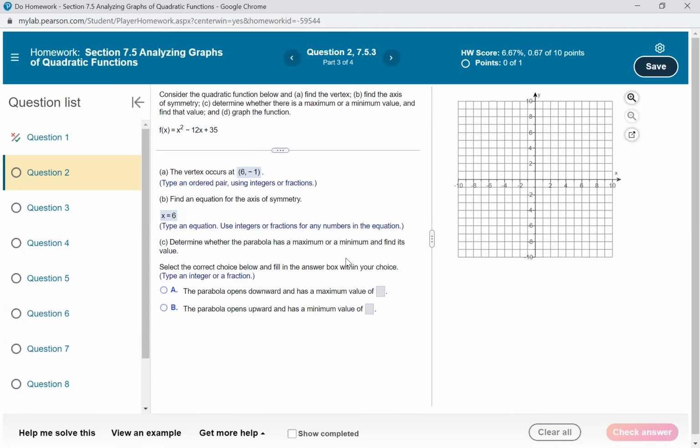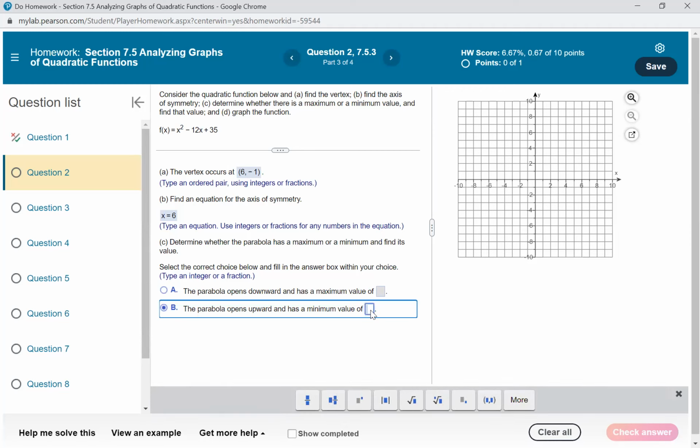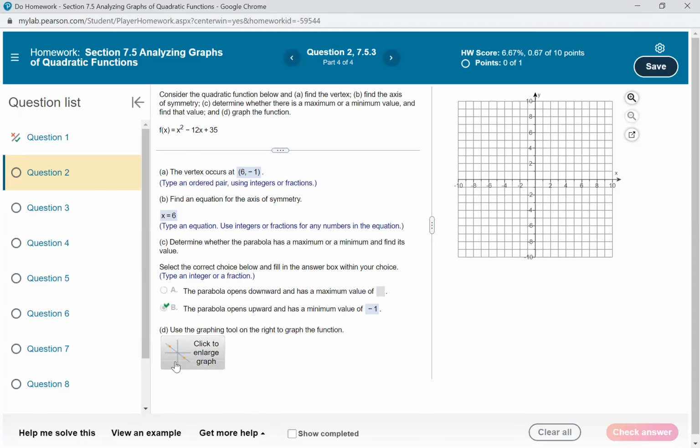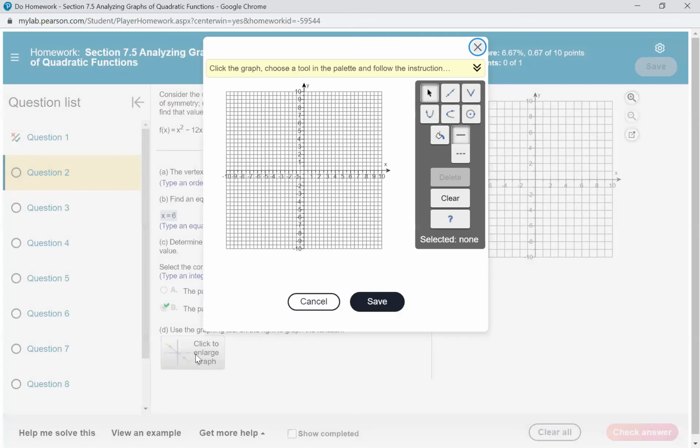We said this was a minimum. So A is if it's a maximum, B is a minimum. So we had a minimum, and y'all told me that was -1. So you put that in. Then it's going to want us to graph it. So I'm going to click to enlarge my graph.